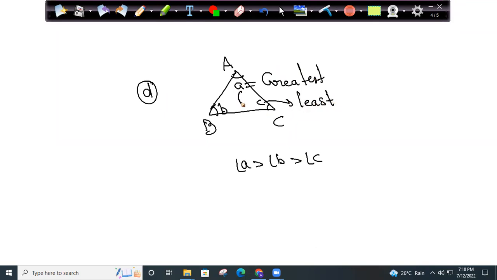So the side opposite to the greater angle, or the greatest angle, is the greatest. Means BC is greater than AC is greater than AB. The side opposite to the greater angle is greatest and the side opposite to the smaller angle is the least.